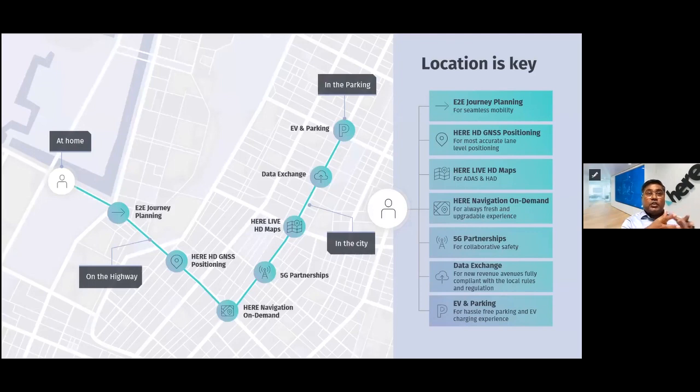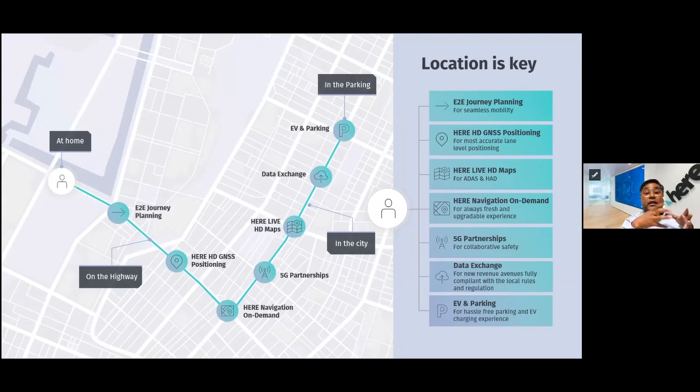HNOD is air navigation on demand, and this is very critical because today, when you talk about giving an experience to your consumer right from his home to his end destination, it is important for you to give him the freshest experience. That means the data you provide has to be fresh, current, and very recent, because the location world is a very living, dynamic, continuously updating world. So the freshness of the data you provide becomes very critical.